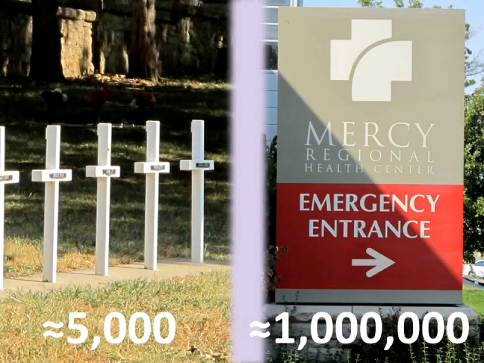Each year in the U.S., about 5,000 workers are killed and about 1 million suffer lost time injuries on the job. This film examines broad strategies for reducing exposures to hazards such as vehicles, machinery, tools, falls, violent assaults, electricity, and fires.